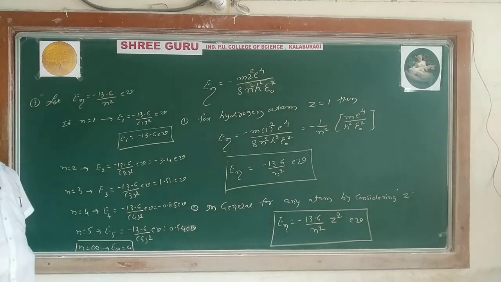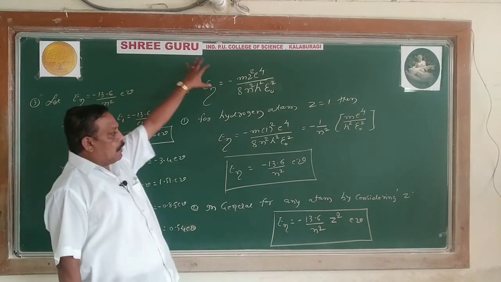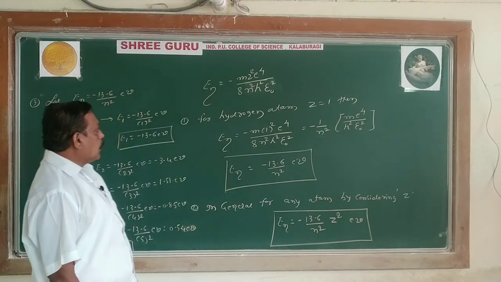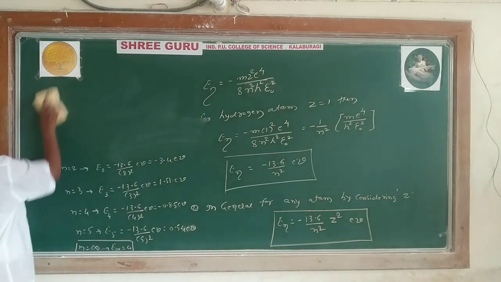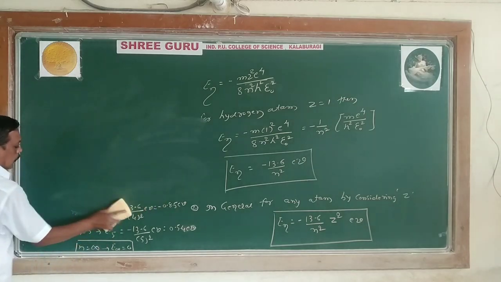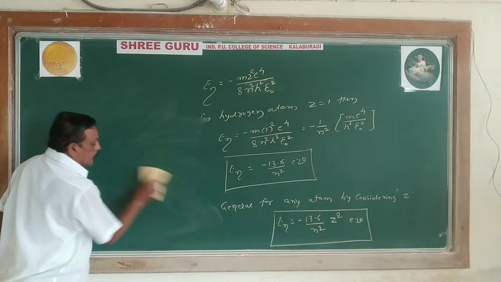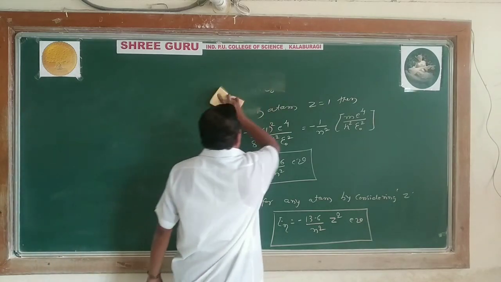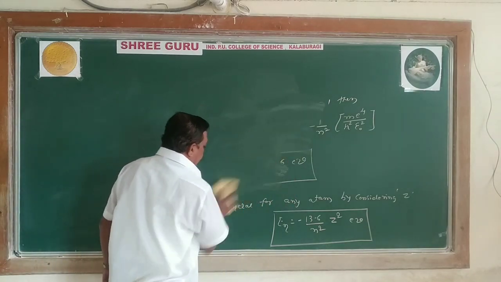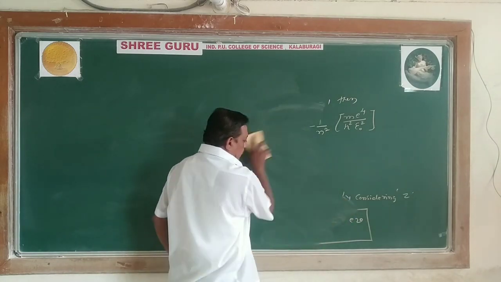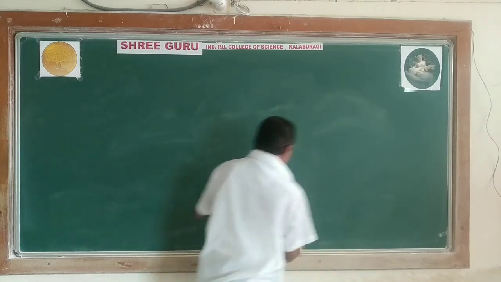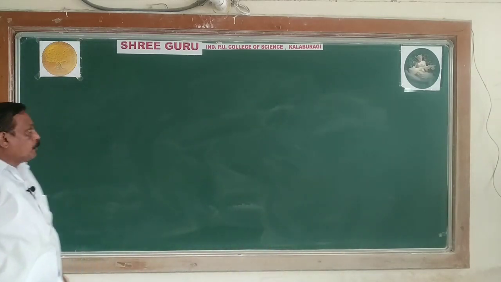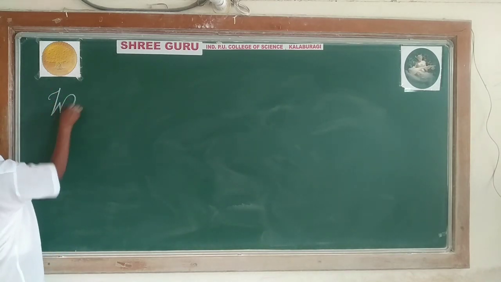Okay? Then, whatever the equation we have proved yesterday, we have analyzed it. Then I go for the expression for wave number. Then I go for Bohr's frequency condition. Because of having the Bohr's frequency condition, we are coming across the expression for wave numbers. Wave number.